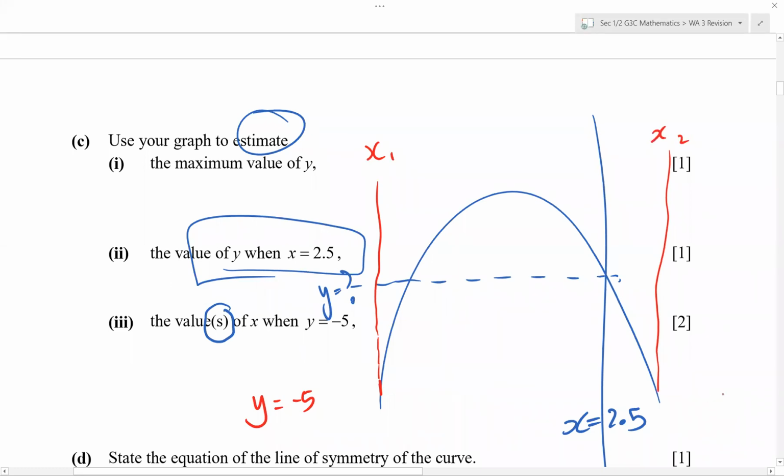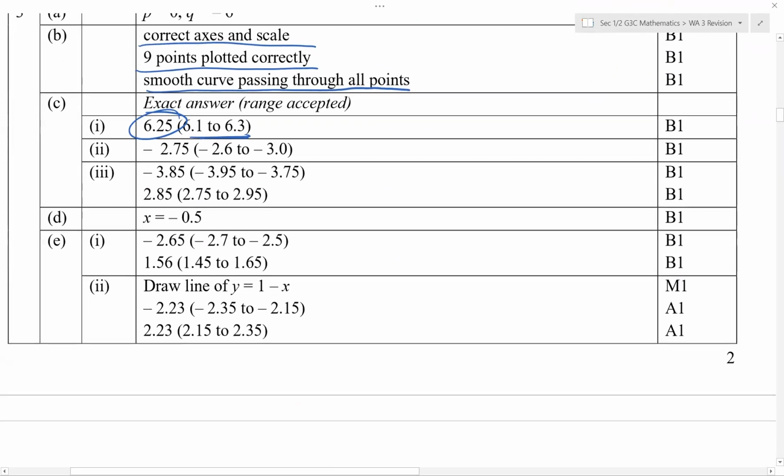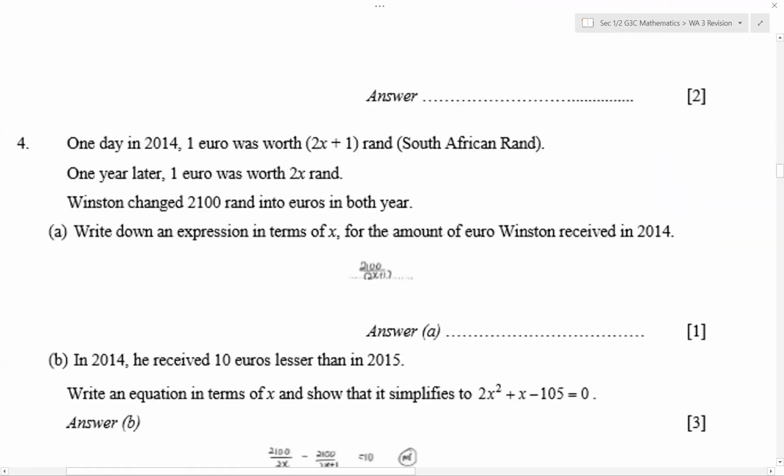If you decide to draw your y equals -5, just like that, you are only going to cut the curve 1 time, and you're going to end up with only 1 answer. Take note that the line y equals -5 stretches both ways, infinite. And so it will cut your curve at 2 points. And these are the accepted answers.